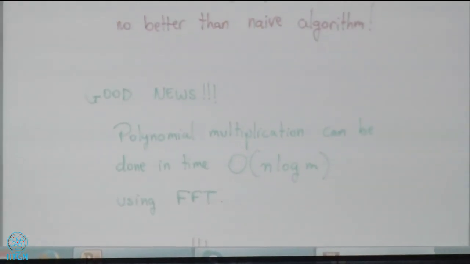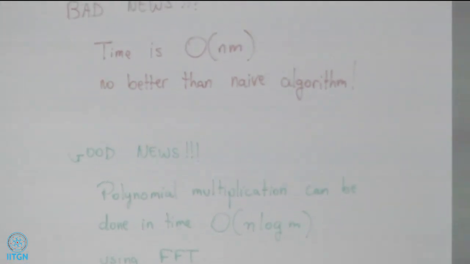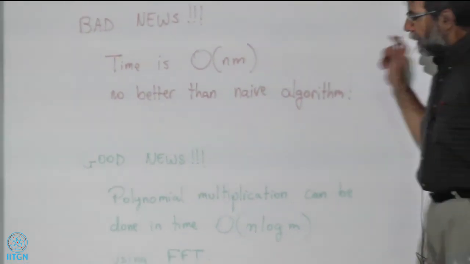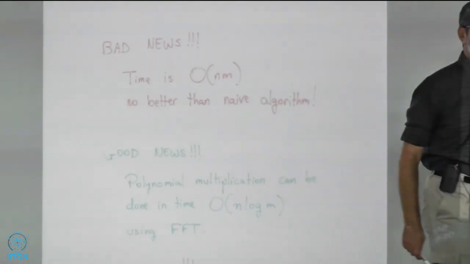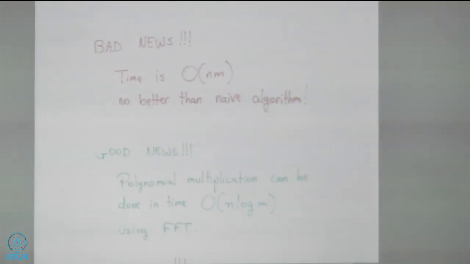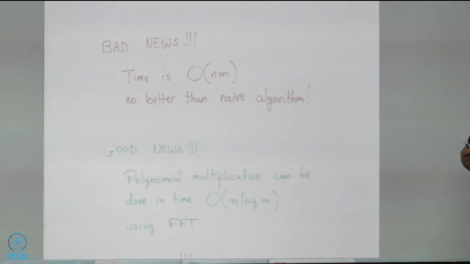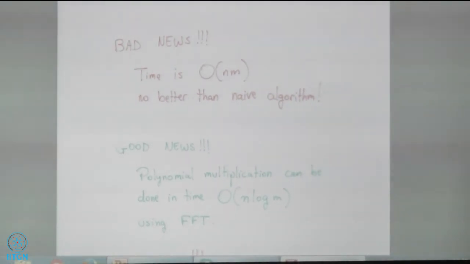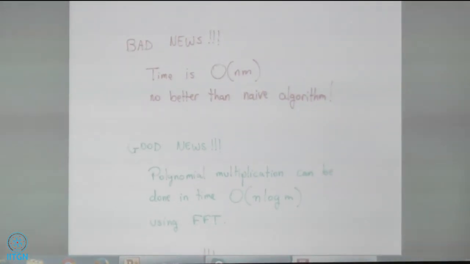until we hear the good news. Because then we remember, wow, polynomial multiplication can be done not in time O of nm, but rather in time O of n log m using the fast Fourier transform.